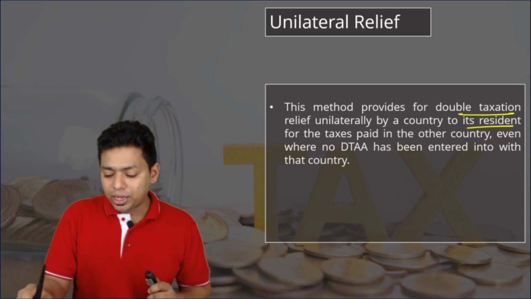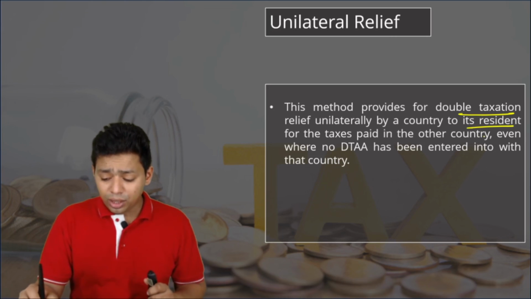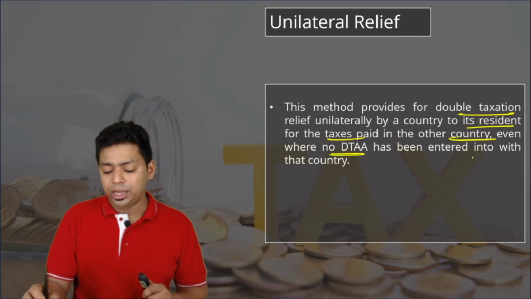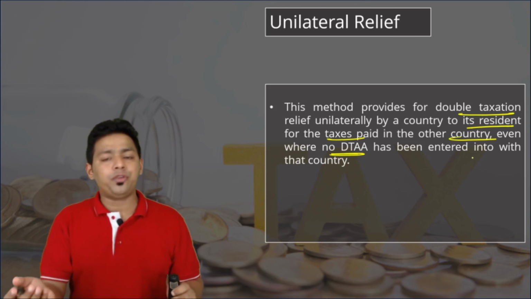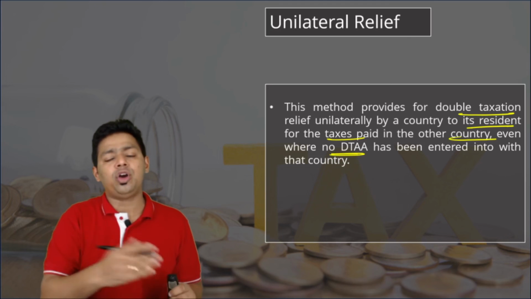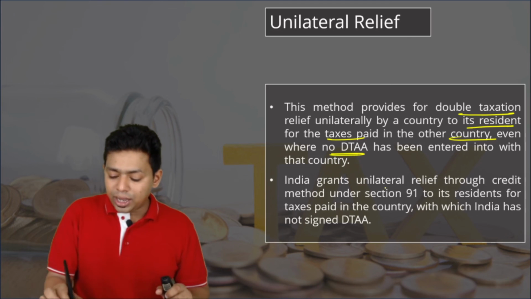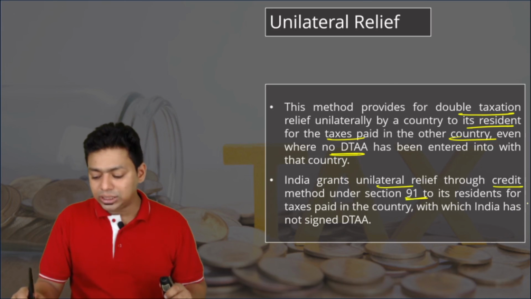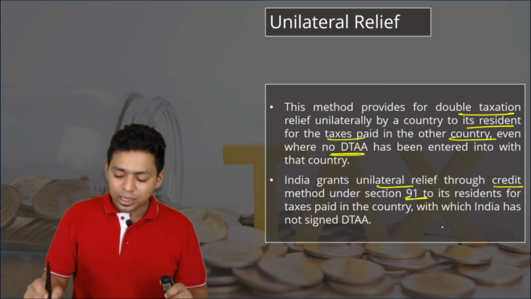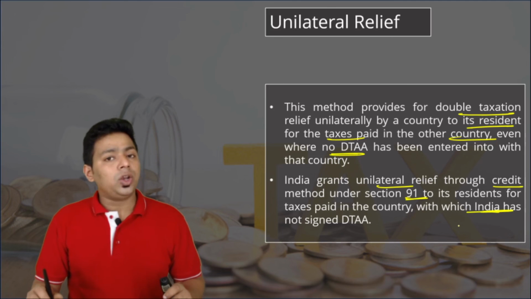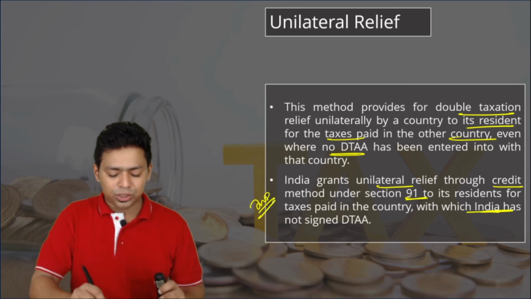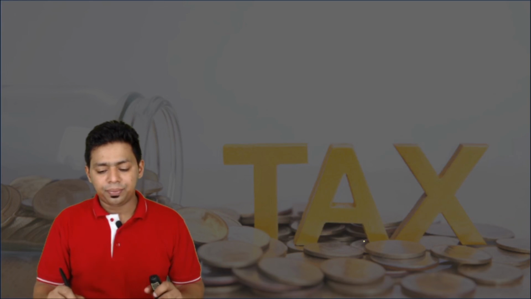Okay, by a country of residence to its residents for the taxes paid in another country, even where there is no DTA. Please understand, we don't have a DTA, therefore unilateral relief. If you have a DTA, then you have to follow the DTA. India grants unilateral relief through the credit method under section 91 to its residents for the taxes paid in a country with which India has not signed any DTAA. So this is a very important section. We will discuss that section in detail. Thank you.